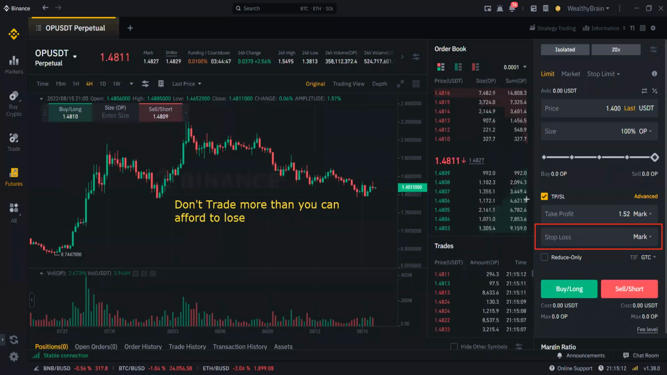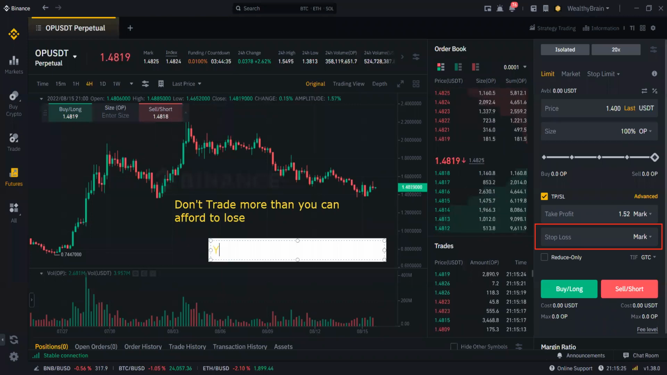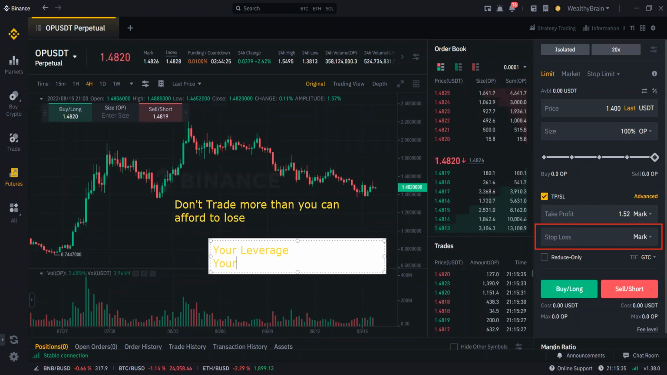Set your stop loss, and then choose the better leverage that you want to trade with. These two things are very, very important: your leverage and then stop loss. If you don't set this stop loss, you can lose all your money. And the best way to trade crypto is don't lose too much, gain too much. That's how you trade crypto.